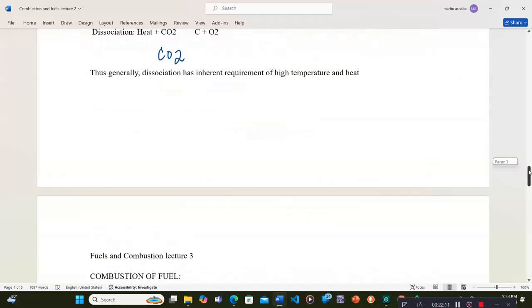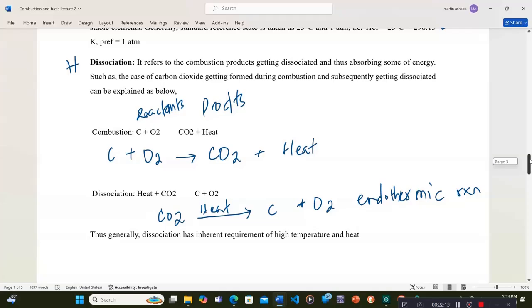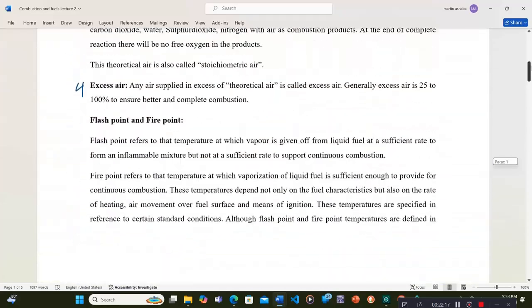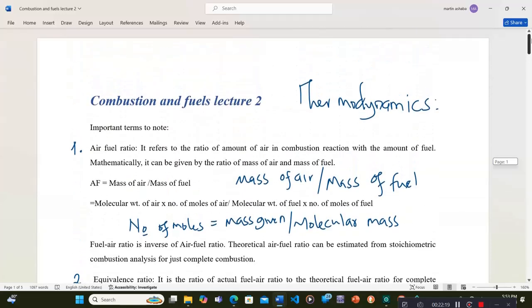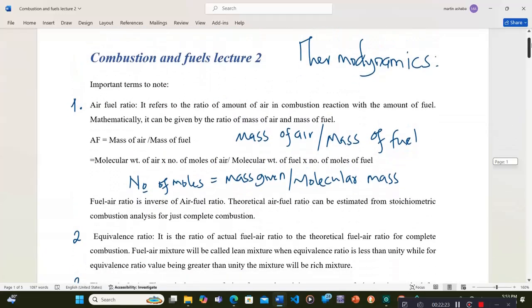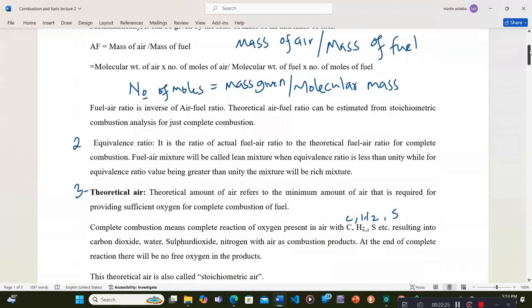So, ladies and gentlemen, we have talked about a number of terms that are very important to understand as we enter into our series on combustion. Thank you so much for listening.